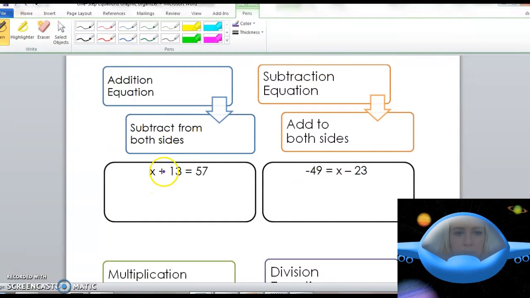So this first problem here is an addition equation because I'm taking x and adding 13 to the variable. So in order to balance this side of the equation, we have to use inverse operations. So I'm going to subtract from both sides. I'll draw my line down the middle to balance my equation. Minus 13.